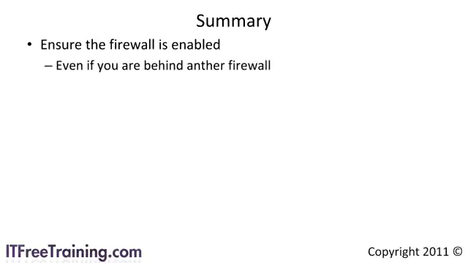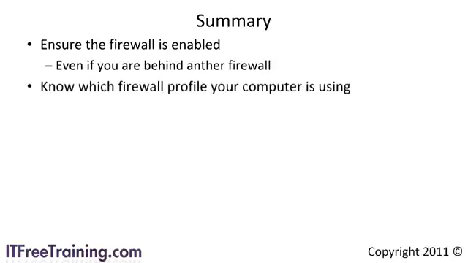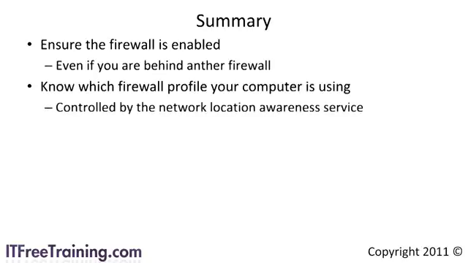In summary, make sure your Windows Firewall is enabled on every computer on your network. Even if you are behind another firewall, if a computer on your trusted network gets infected, it can infect your computer. A firewall can help prevent your computer from becoming infected. Make sure you understand which firewall profile your computer is running. This is controlled by the Network Location Awareness Service, so don't bother trying to find the option to manually change it. Remember, having a firewall configured correctly is the first step to protecting your computer from harm.